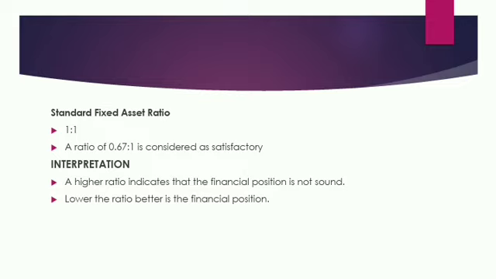The standard fixed asset ratio is 1 to 1, and basically 0.67 to 1 is considered a satisfactory ratio. The interpretation of this ratio is that a higher ratio indicates that the financial position is not sound. A higher fixed asset ratio indicates that the financial position of the business or the firm is not a sound one, and the lower the ratio, the better the financial position. This will be the interpretation of the fixed asset ratio.